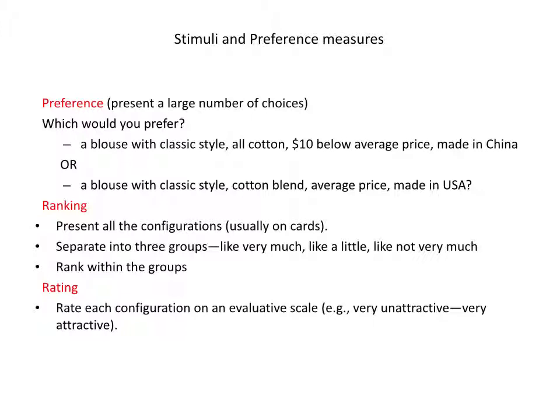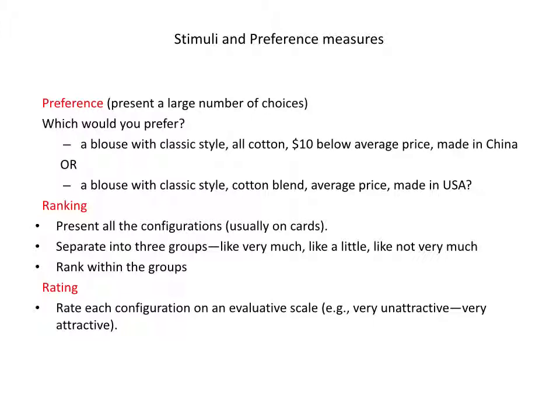And that works for total sizes of maybe 100 configurations or even 200 configurations, where people can get down into smaller groups of 30 to 50 and do the individual ranking in a reasonable way. And a third approach is to ask for ratings. That is to rate each configuration on an evaluative scale. How much do you like this configuration on a 1 to 7 scale?